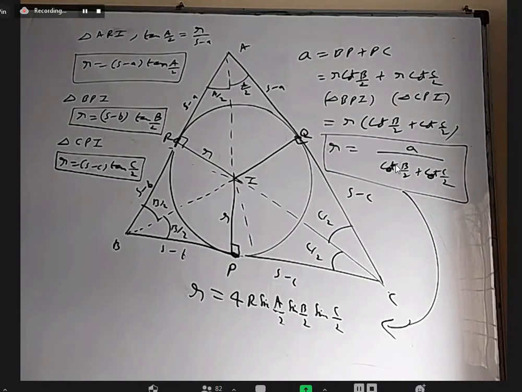Sir, in this exam, we have up to half angles, no sir? Yeah, up to half angle formulas, you're right.